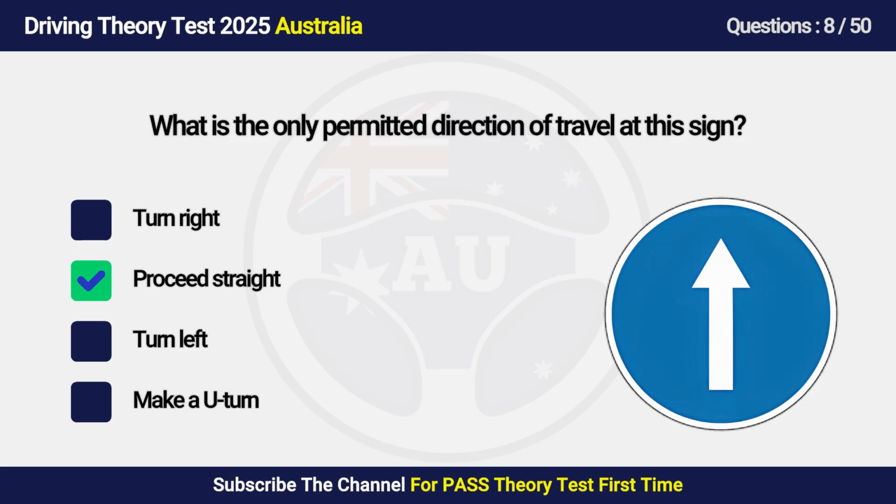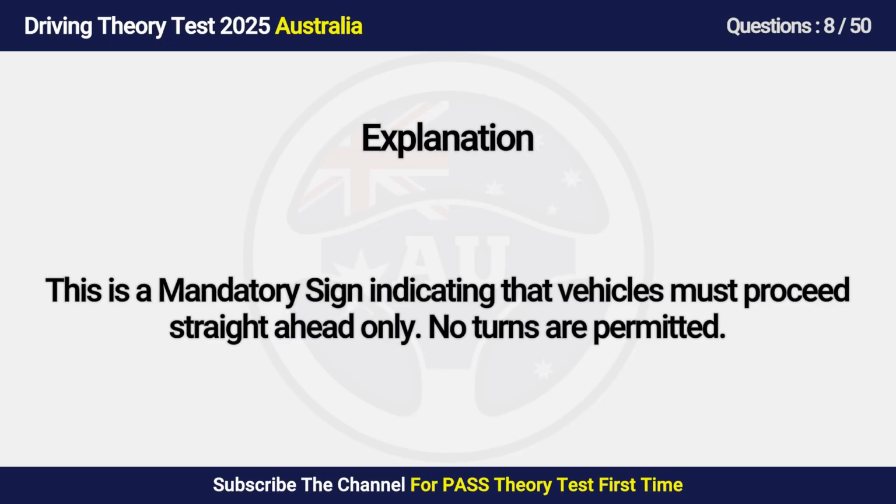Answer is B. Proceed straight. This is a mandatory sign indicating that vehicles must proceed straight ahead only. No turns are permitted.